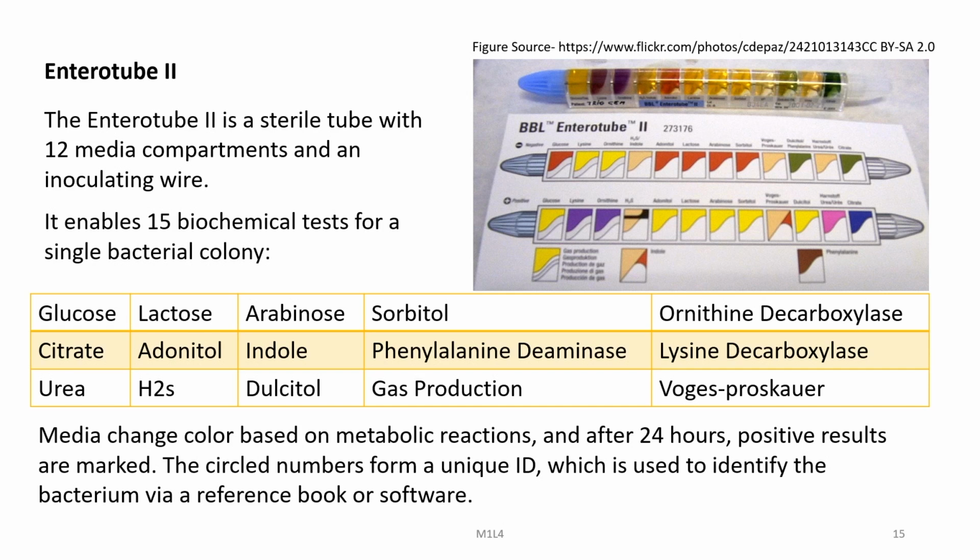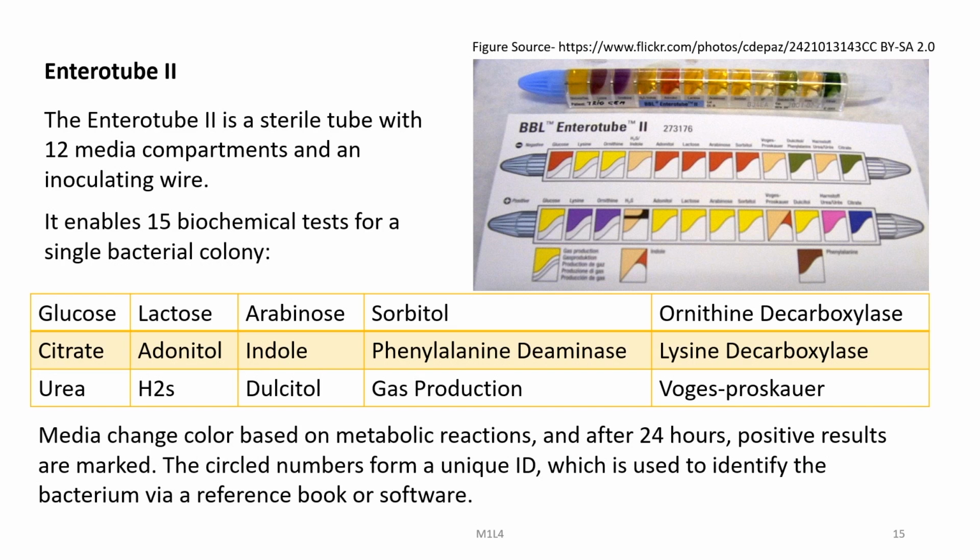For example, these provide us with the capability to test for glucose, lactose, arabinose, sorbitol, then also enzymes like ornithine decarboxylase, phenylalanine deaminase, lysine decarboxylase, or we can even look into the production of urea, then other gas productions, and then also dulcitol, etc. So, in simple terms, you can see here the various media compartments, and there is certain color coding provided in the leaflet.